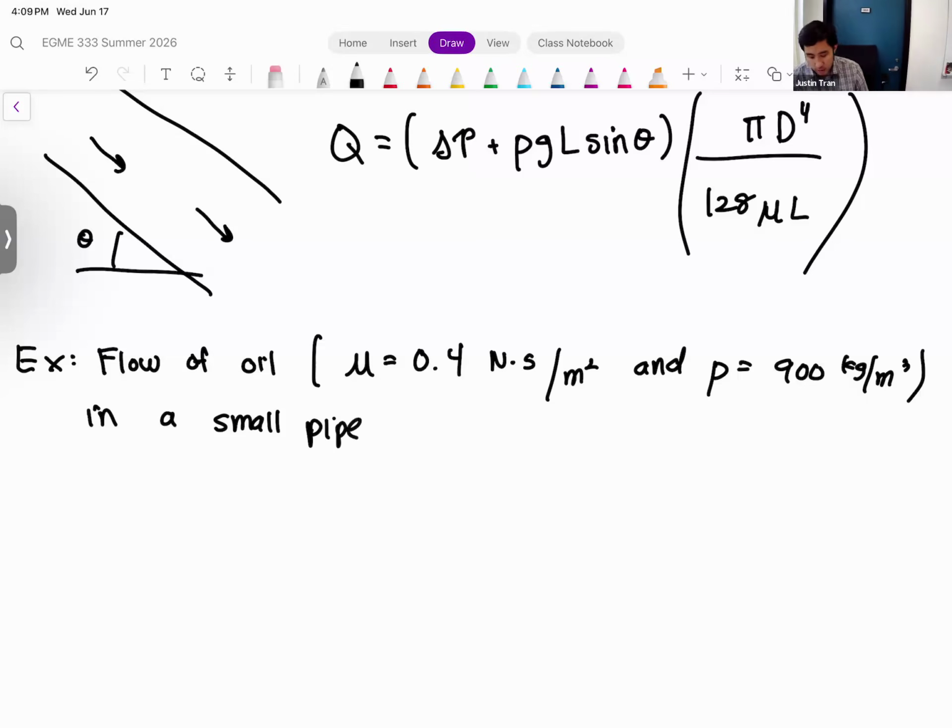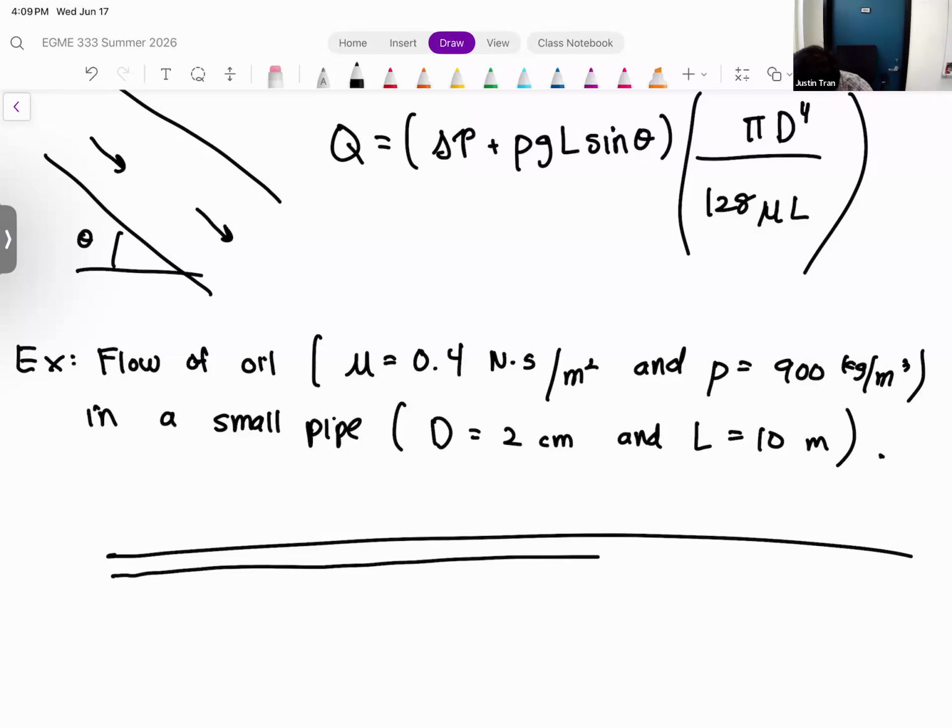Right, and so we're going to consider the flow of this oil through a relatively small pipe. And so our pipe here will have a diameter of 2 centimeters. But the pipe is going to be very long. And so we're going to assume the pipe here is 10 meters long. All right, so to illustrate this, we have a very simple situation. We have flow in a pipe like this. It's very thin, but also very long. And so we have oil that's flowing through this pipe, just like that.